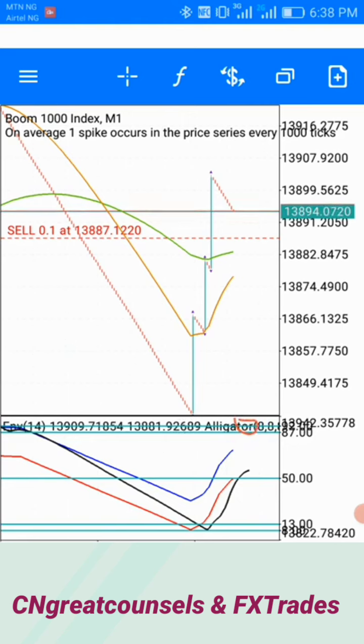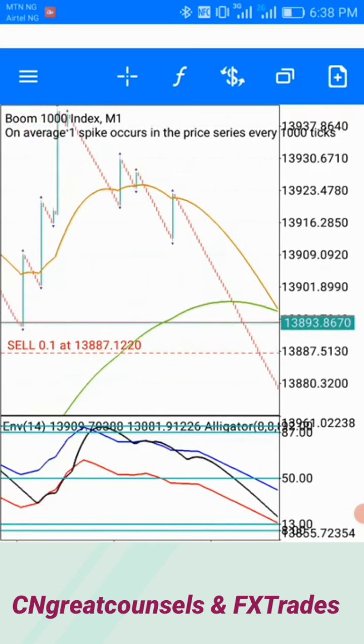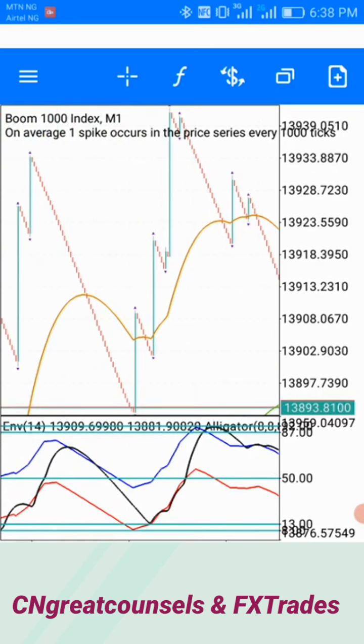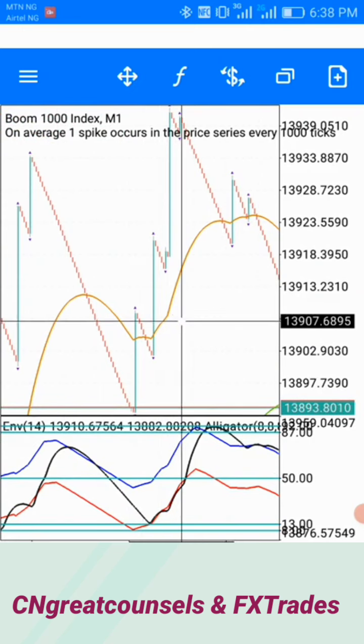For boom, the alligator will get there first and curve, and then the blue, which is the upper band of the envelope, will now cross it. Please, the crossing has to be obvious. The crossing has to be obvious before you place your trade, just like this one now. Just take a look at it.